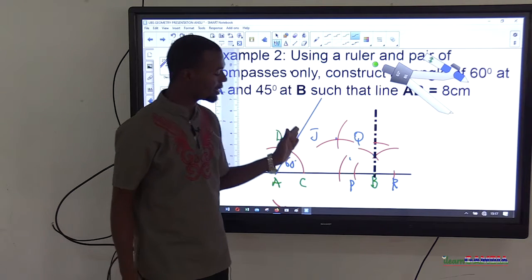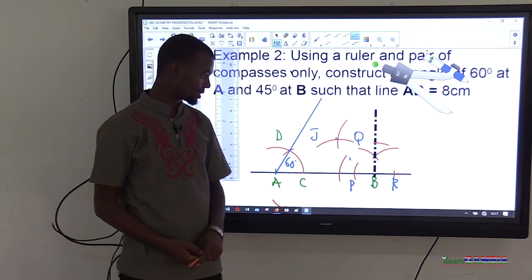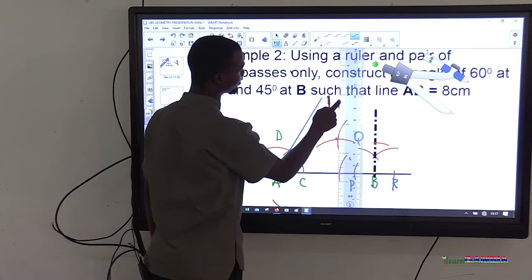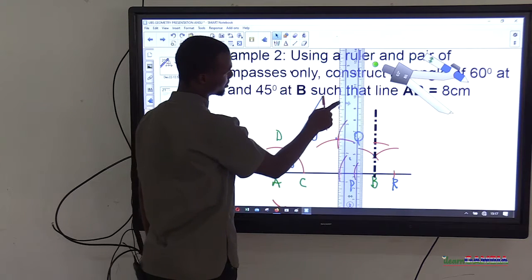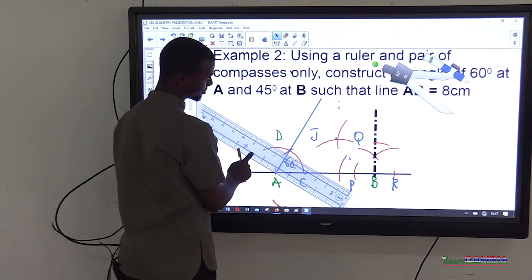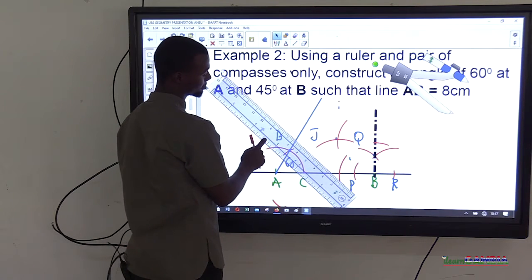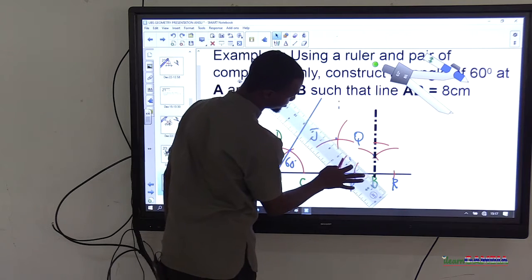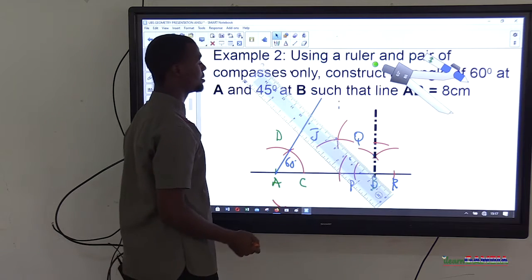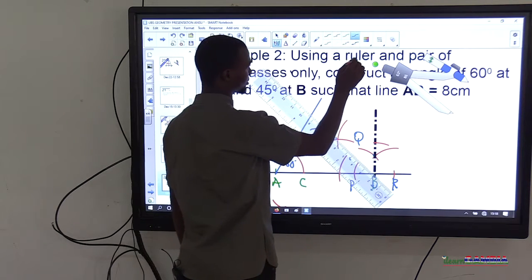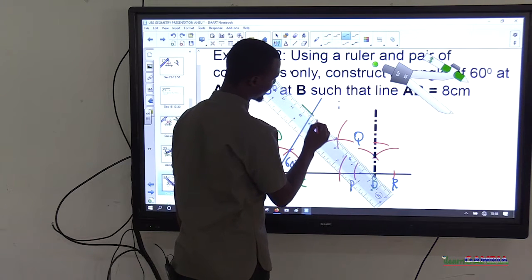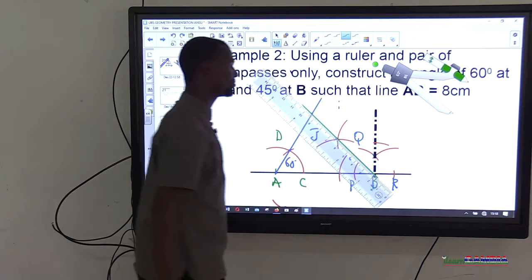So you join J and B with your ruler to get the 45 degrees. So this is JB, we join it. I'll use the green line. So the green line is 45 degrees.